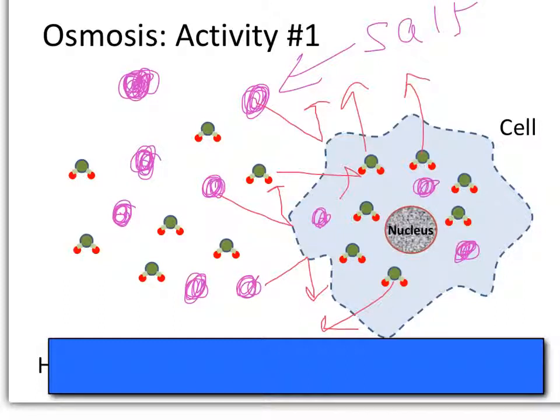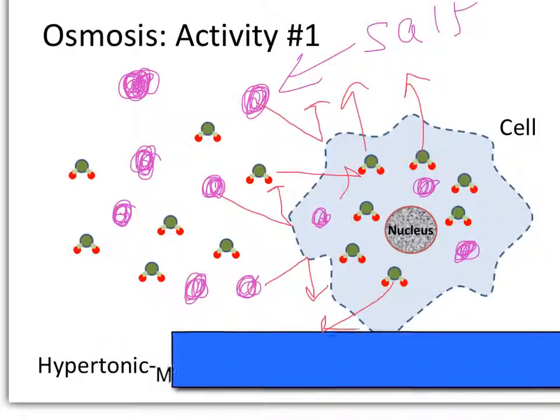Now, if water is leaving here, what's going to happen to this cell? All right, this cell is losing all of its water. That's what makes up the cell. The cell is actually going to shrink. So what we have here is a hypertonic solution.